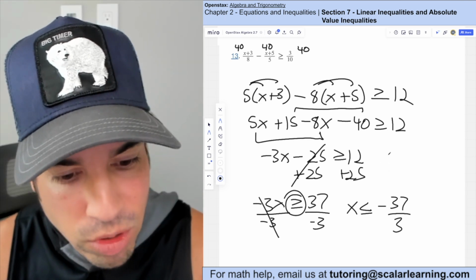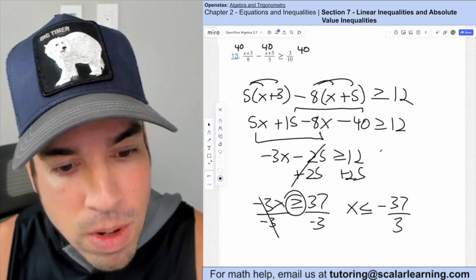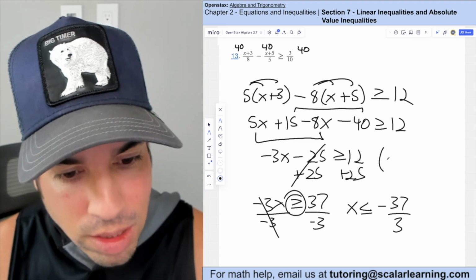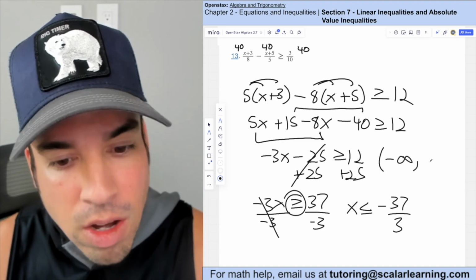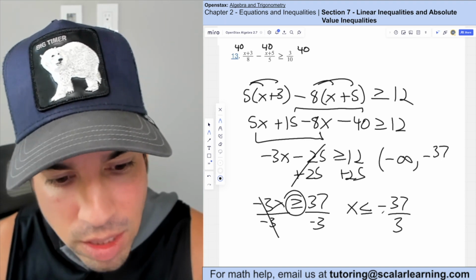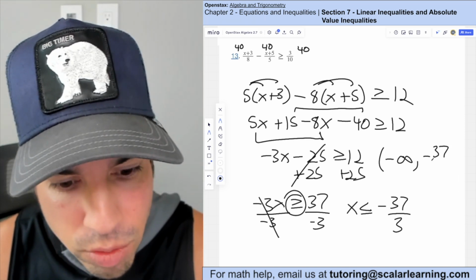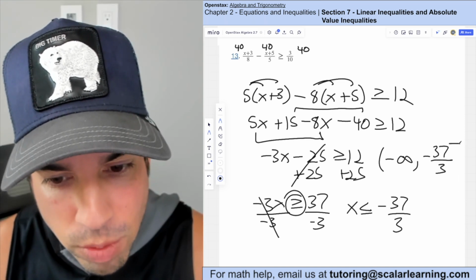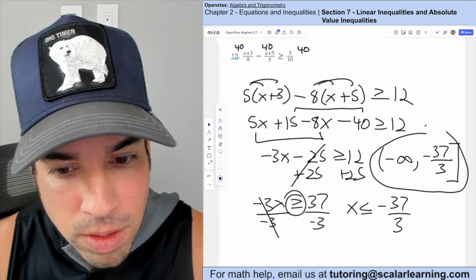Now we put in interval notation. It's less than, so it's all the values beneath this. So we're starting at the bottom at negative infinity up to and including, because of the less than or equal to, including negative 37 thirds. So we have a bracket, boom, done.